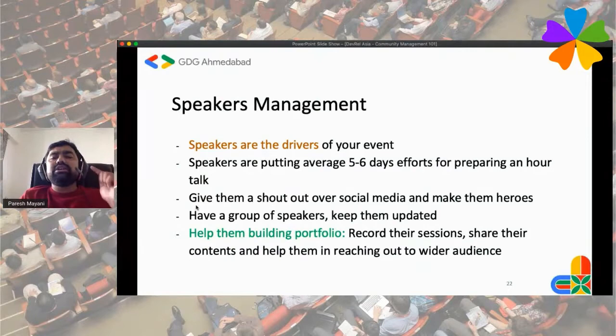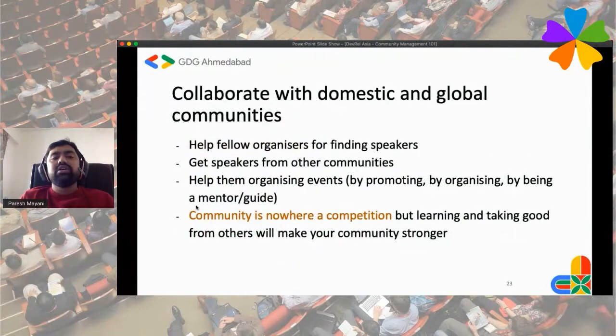And when one speaker is coming forward, we should always be helping them in building their portfolio, right? So record their session, share their content, help them in reaching out to a wider audience, give them a shout out. And as I said, collaboration with domestic and global communities. It's not just about, like, community is nowhere a competition, right?